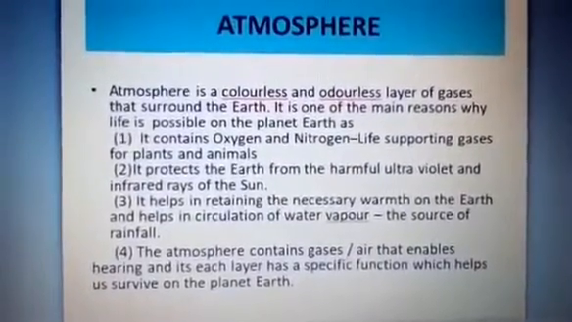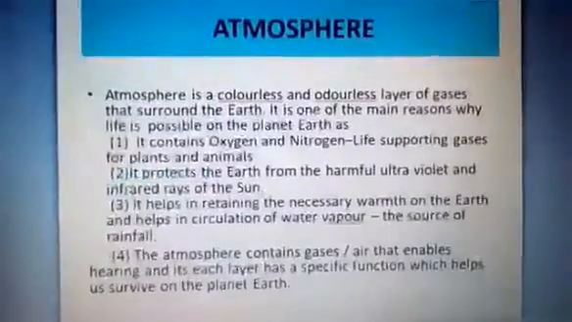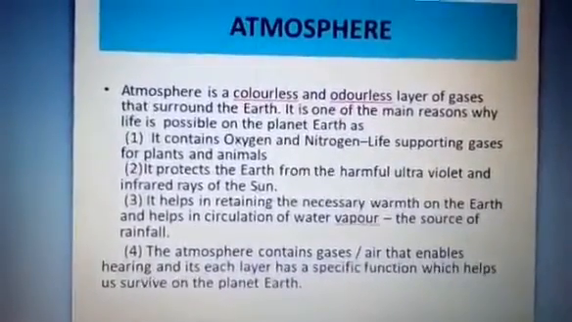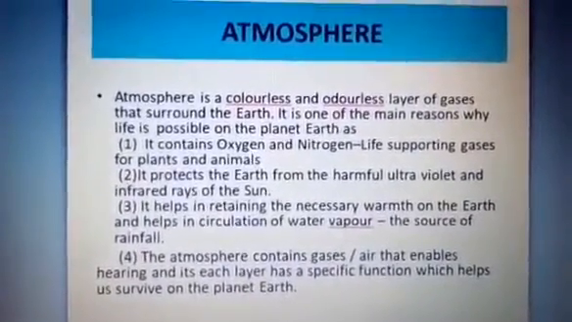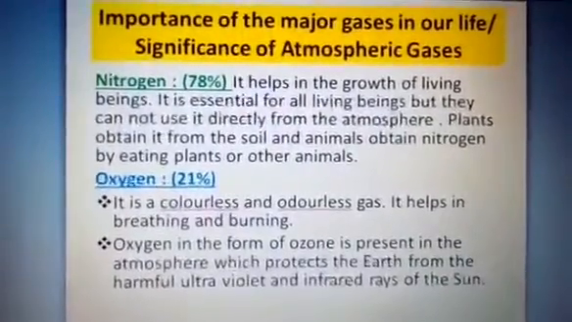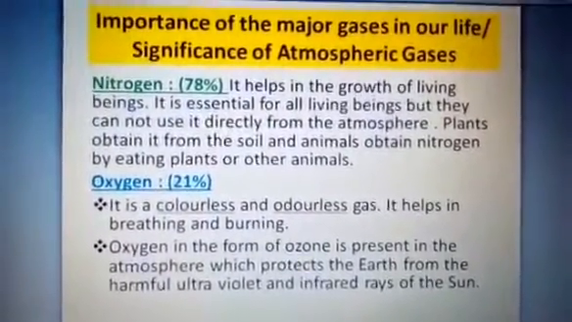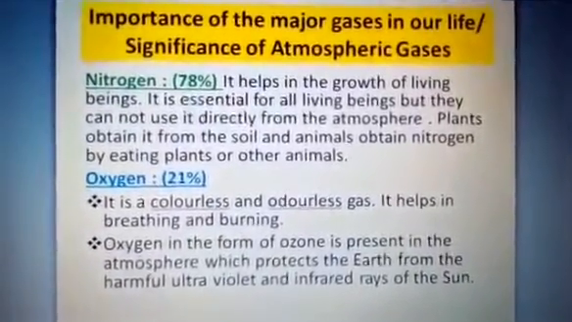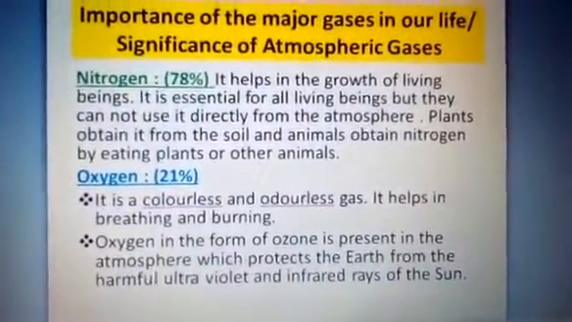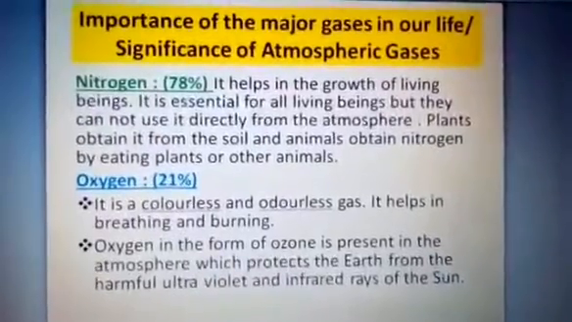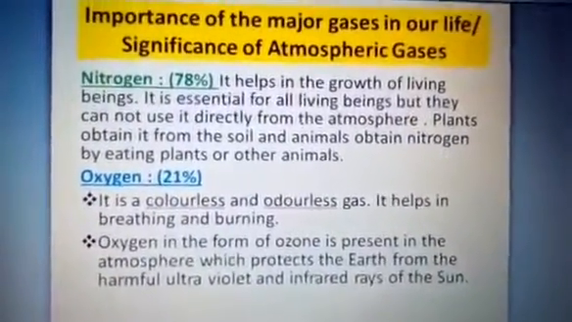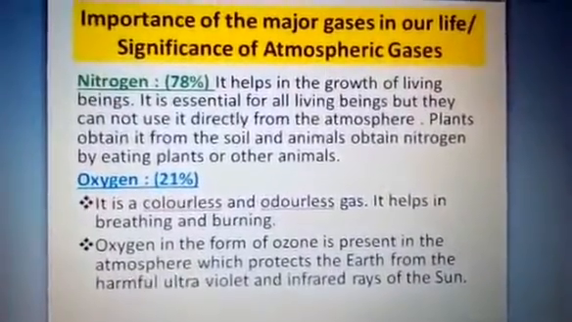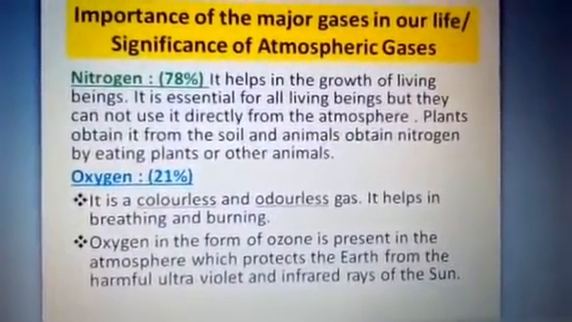And all the layers of the atmosphere are contributing in a specific manner to make the planet Earth a safe planet for us to live and for our survival. We will do all the details of the functions of the layers when we are doing them one by one. Here again, after the discussion of the importance of the atmosphere, we need to understand what are the basic important functions of each gas in particular.